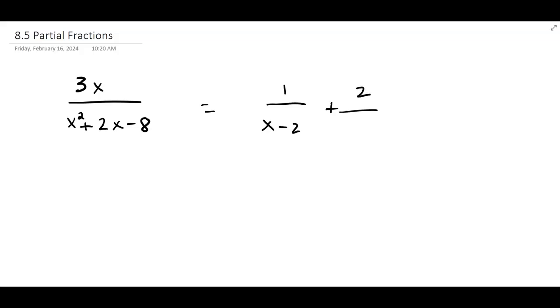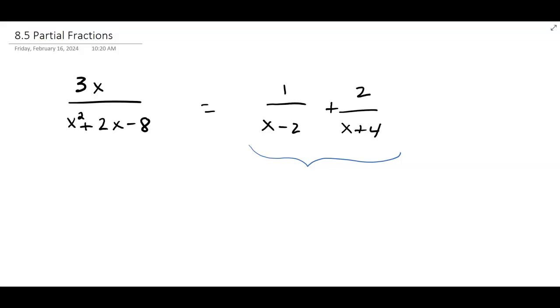Let's start with, if I have 3x over x squared plus 2x minus 8, I can break that down into 1 over x minus 2 plus 2 over x plus 4. All right, so how does that work? Well, first, let's start with this piece. And let's confirm that it actually does work.